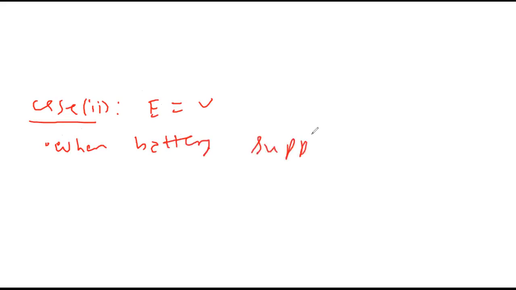Case 2. That means the condition when E is greater than, E is less than V, equal to V. When the battery supplies current, then E is V plus IR.